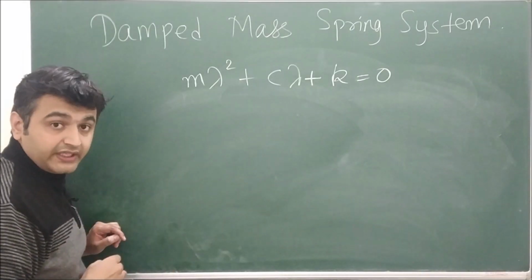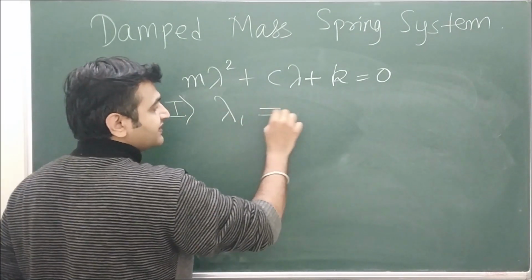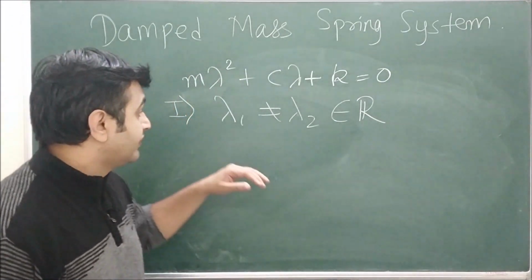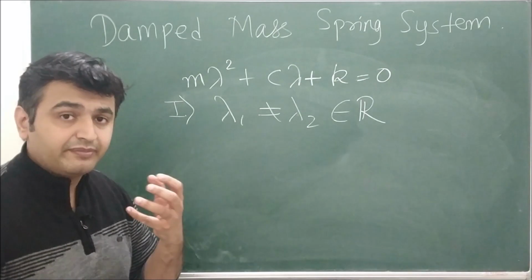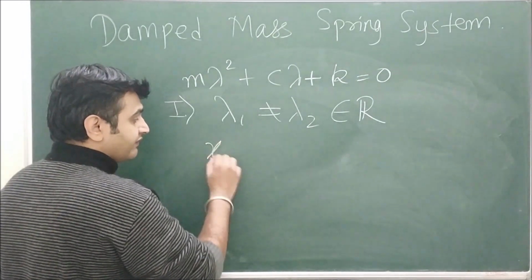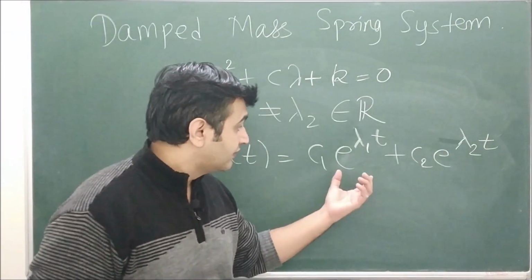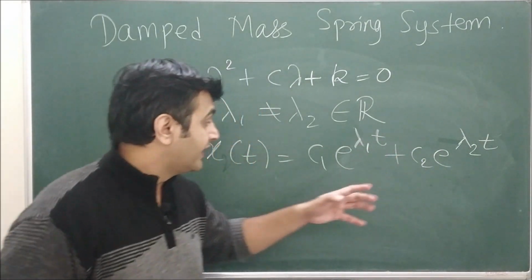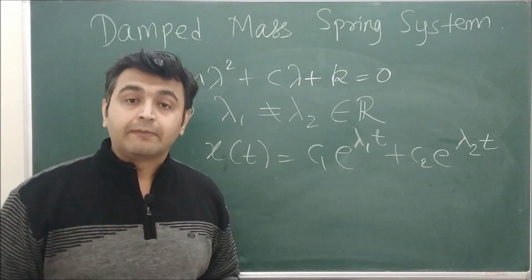This is the auxiliary equation you get. Now suppose case 1, when the roots are real and distinct, that means lambda 1 and lambda 2 are distinct and they are real numbers. Now here in this case, because of the damping, your lambdas will be negative, and this is how your solution will look. And as t goes to infinity, both the terms go to 0. Why? Because the lambdas are negative. And physically this corresponds to a situation which we call an over damping situation.